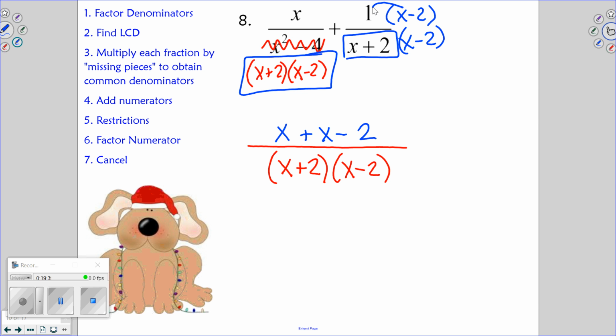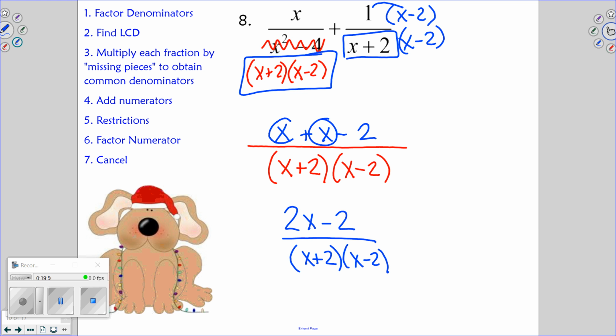Good. Yep. So then step 4 is add your numerators. All right. 2x minus 2. These were like terms. 1x plus 1x is 2x. X times x is x squared. Yeah, I know. Basic math's hard. That's what it always comes down to, right? Basic math's hard. X plus x is 2x. All right. That was step 4.